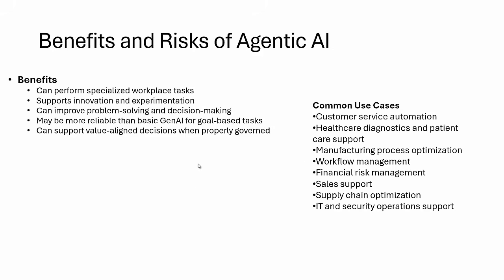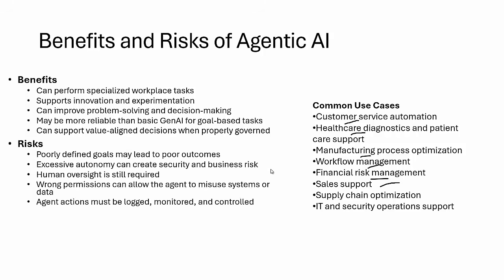Agentic AI specializes work for tasks, supports innovation, and improves problem solving. Use cases include customer service automation, healthcare diagnostics, manufacturing processes, workflow management, financial risk management, sales support and more. But the biggest concern, the risk, is poorly defined goals. If you do not define a proper goal, it can lead to bad decisions. And if you get a question in the exam, what is the biggest concern in agentic AI, it is autonomy.